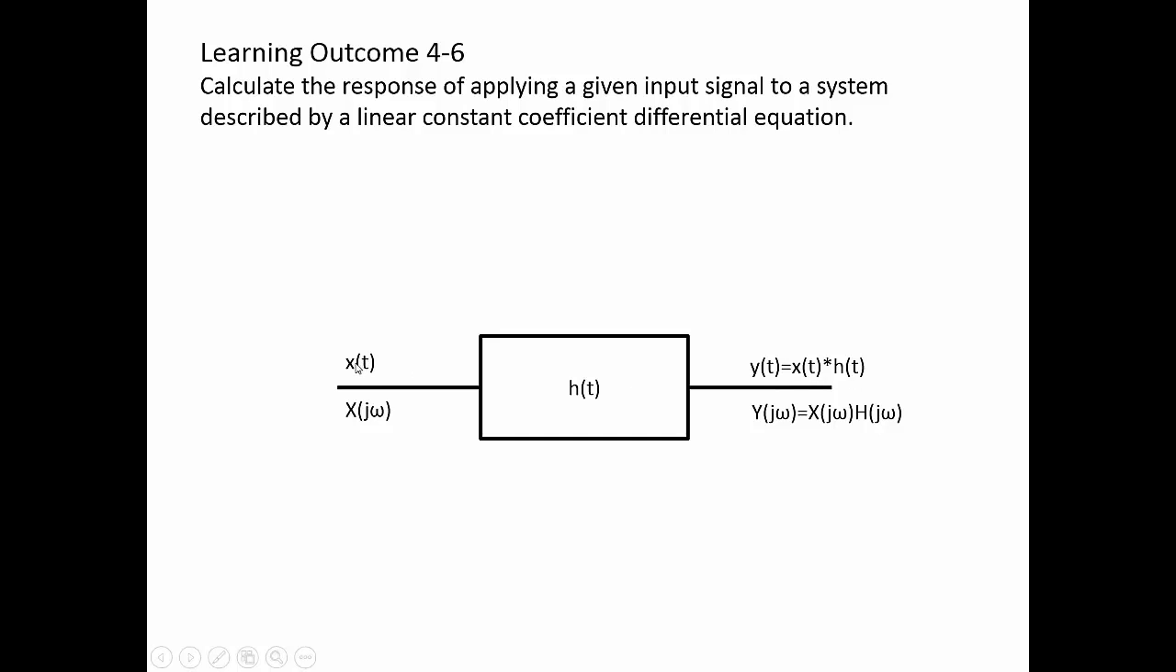We saw in Learning Outcome 4.5 that x of t can be transformed into x of j omega, and y of t equals convolution of x of t and h of t can be transformed into y of j omega equals x of j omega times h of j omega.